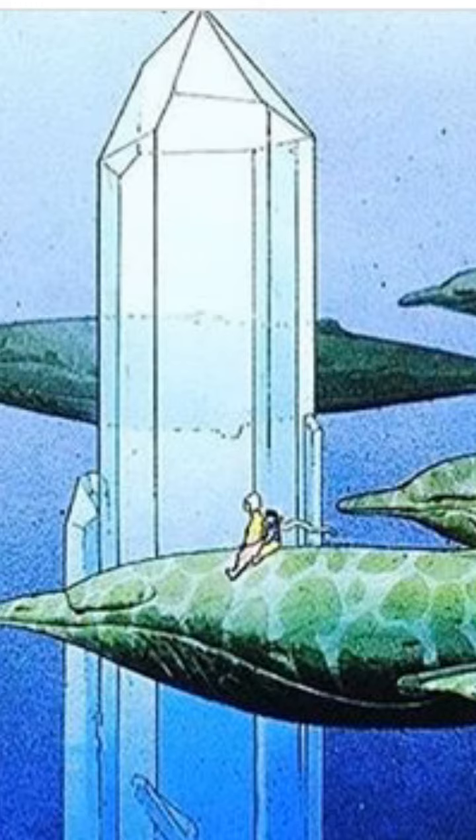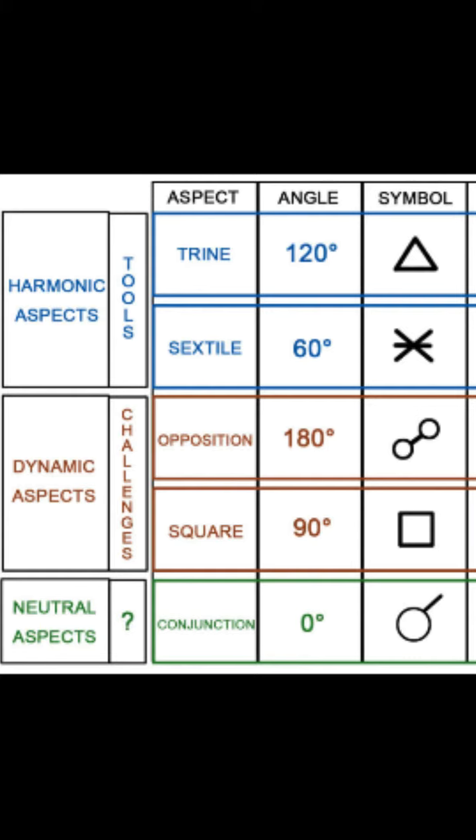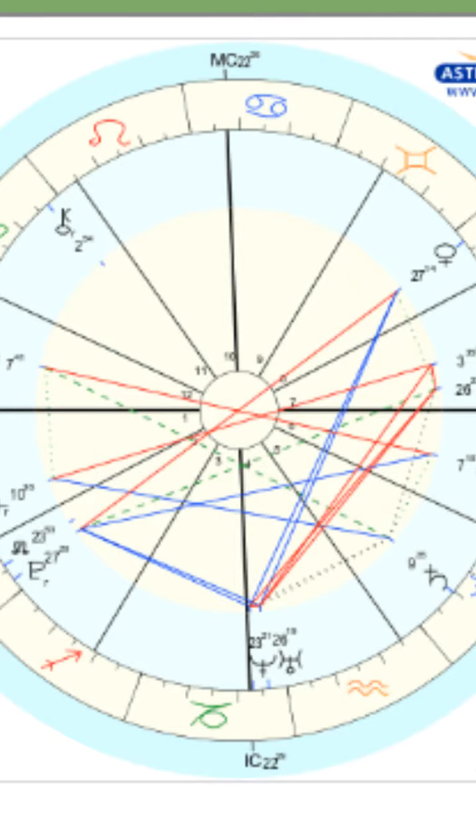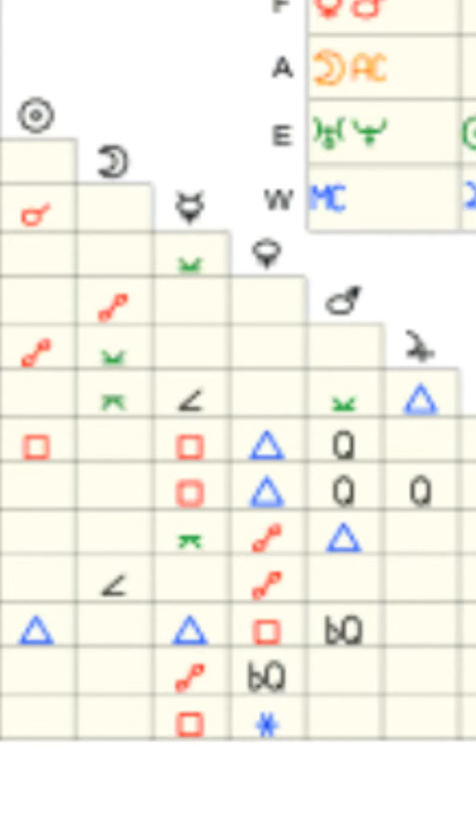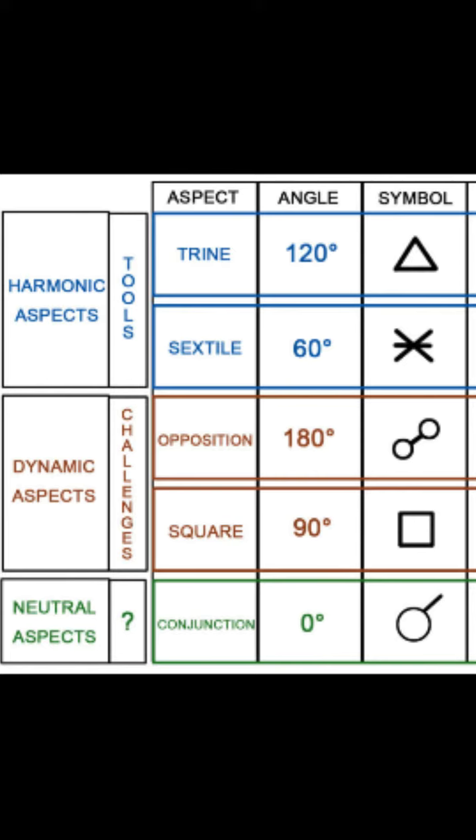Next are aspects, which we glazed over yesterday. They represent the angles at which the planets are aligned on your birth chart. These angles are represented by symbols that signify the degree of angle between the planets. Conjunct means 0 degrees apart. Oppositions are aspects which are 180 degrees apart, which is a straight line.